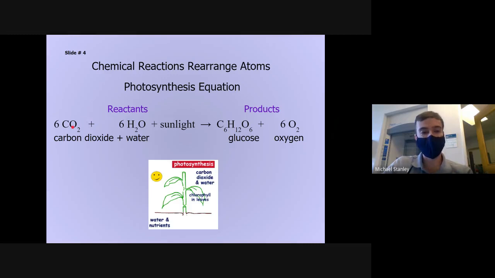We have O's over here, so we have to have O's over here as well. We have H's over here, so we have to have H's over here as well. We can't lose any of the atoms that we started with. So instead, what do we do? We can only rearrange them.